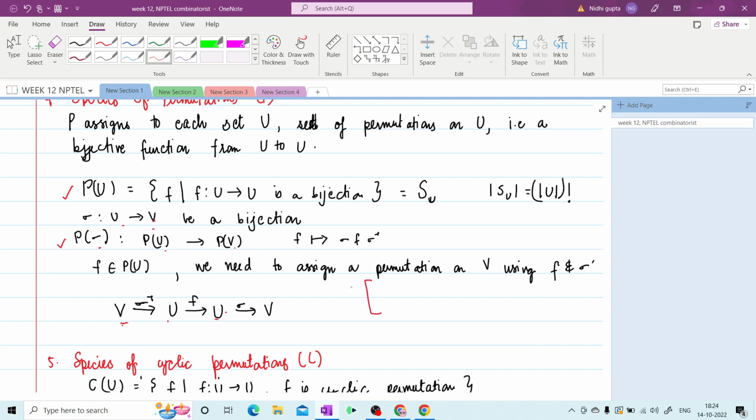We can't say it is a species yet. We also have to check functoriality. So I'll urge you to check functoriality for 3 and 4.